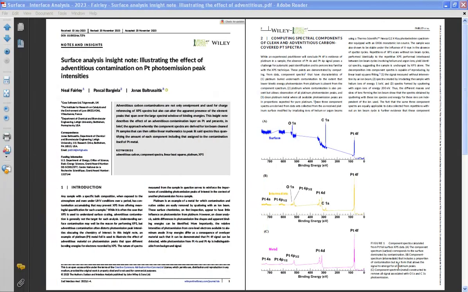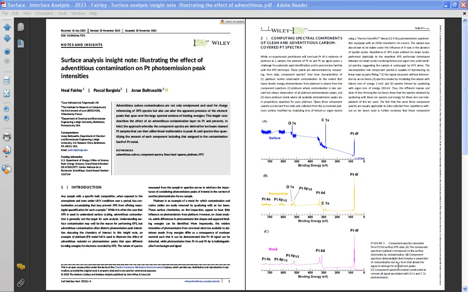Of all these considerations when we perform quantification, the most important is arguably the escape depth. And the reason that I say this is because XPS is a surface sensitive technique precisely because of the influence of escape depth on electrons leaving the surface. However, escape depth does have implications for the spectra that we measure.